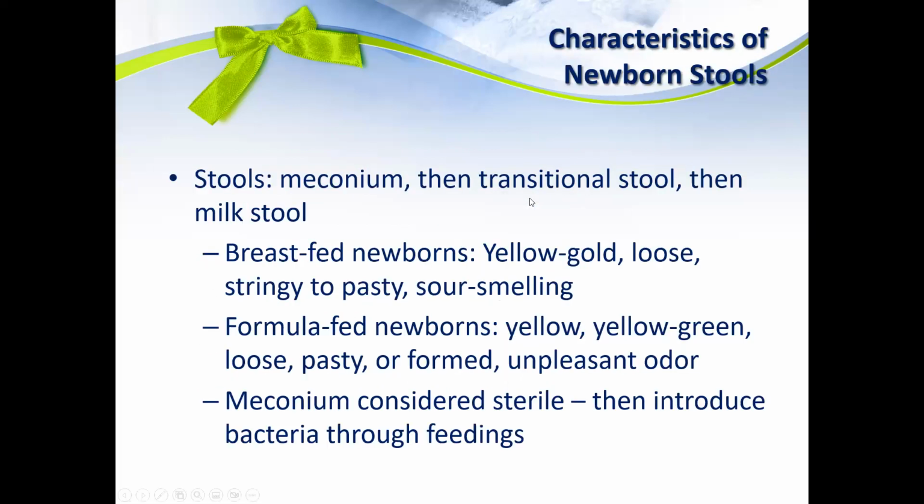The meconium, that's the first stool, right? And then we have the transitional stool and then the milk stool. So you should be familiar with these. If they swallow the meconium, it can cause respiratory distress, sepsis, some other issues. Normally, our breastfed babies are going to have that yellow, gold, loose, stringy, pasty, sour smelling stool. And with formula, they'll have the loose, pasty, yellow green stool. Meconium is going to be black or dark green.